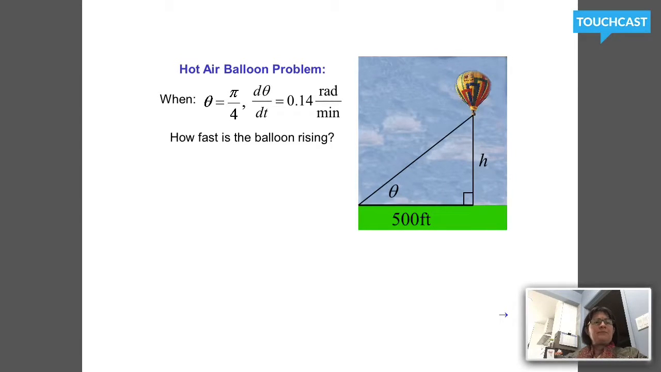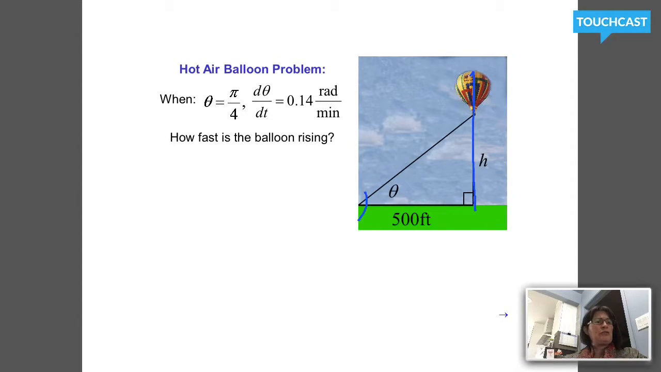There's a balloon that's going to launch straight up. And 500 feet away from the launch point, we have what's called a viewfinder. You could pretend there's an eye right here on the ground, and it's tracking the angle between the ground and the balloon. See this angle, which happens to be labeled theta in the picture? That angle is changing. If we tried to draw this picture with a higher height for the balloon, that angle would have to be bigger.